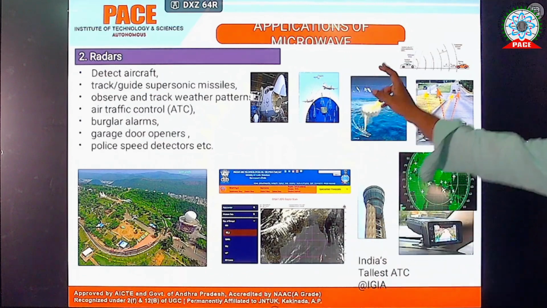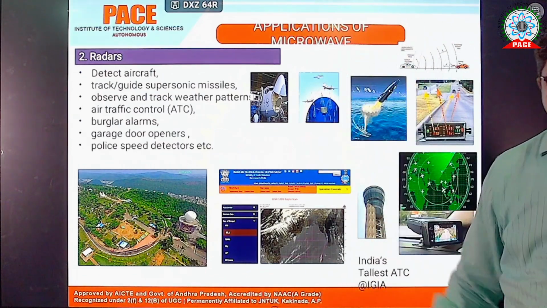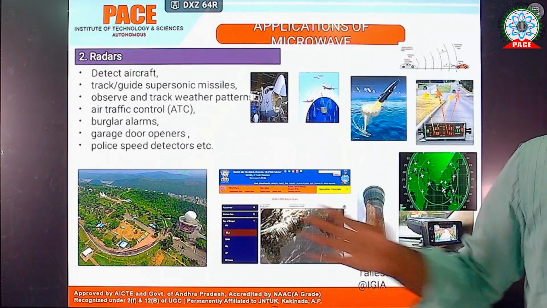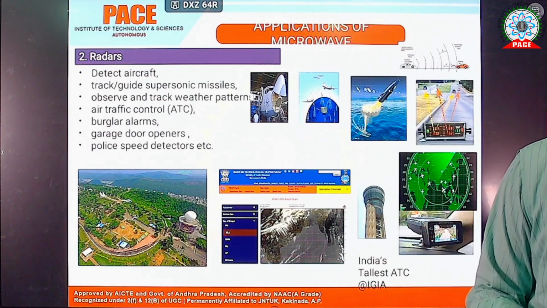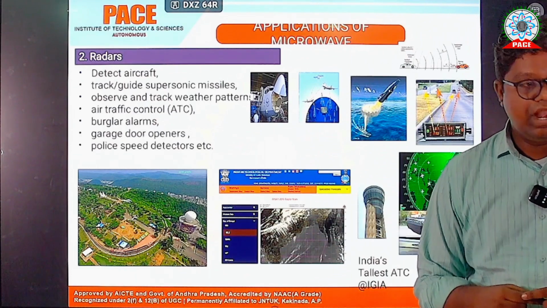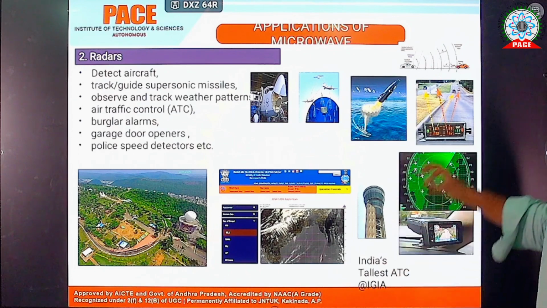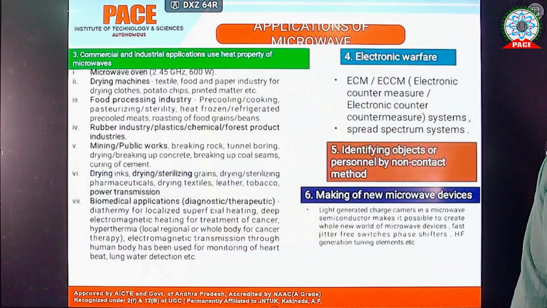Not only this, V2V, V2X, vehicle to vehicle, vehicle to base station, these communications will also depend upon the radar applications. So, coming to the commercial applications.